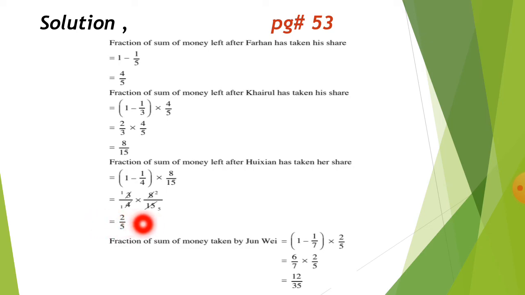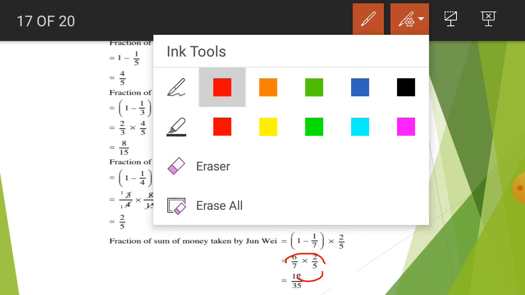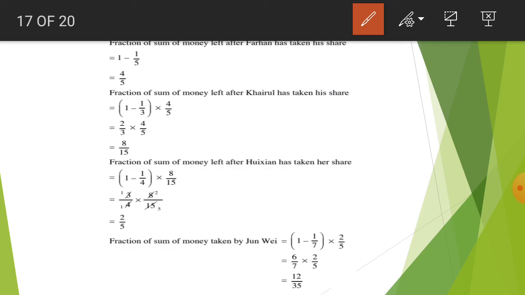The last one is fraction of the money taken by Johnvesey, and that is 1 minus 1 over 7 into 2 over 5. We are going to take the LCM of these both numbers. It will be 6 over 7 into 2 over 5, and we are going to multiply these both numbers. It will be 6 twos are 12 and 7 fives are 35. So that is 12 over 35, this fraction is our answer.